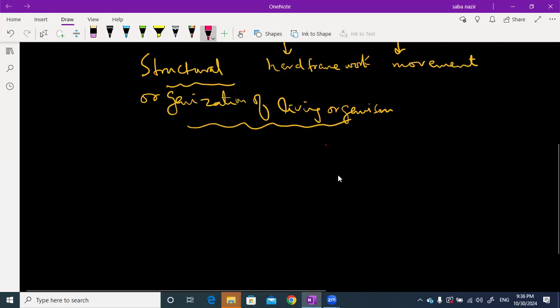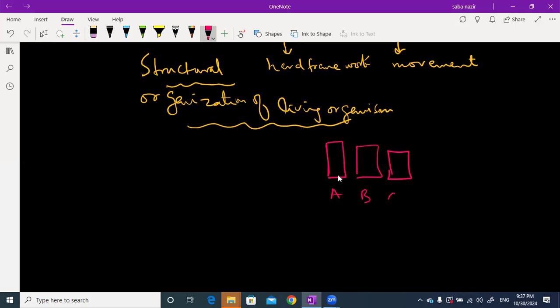For example, if I consider the building where I live, it has three blocks, and these blocks have different floors. On these floors, there are different apartments. In these apartments, there are different rooms, and in these rooms, there are ceilings, walls, and floors. So basically, this is the whole description of my living apartment.